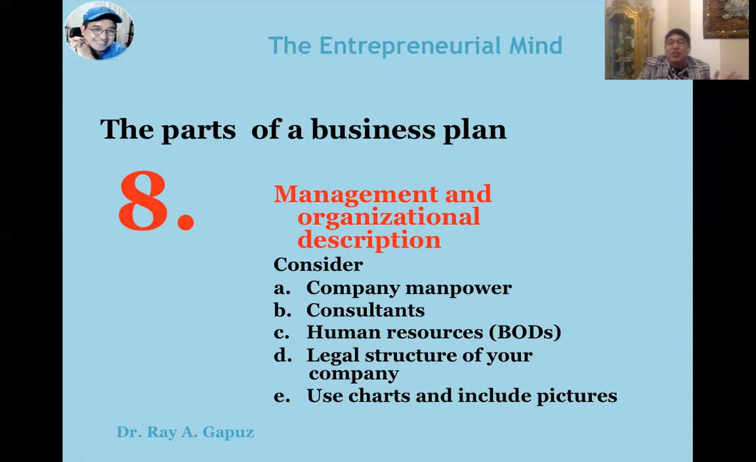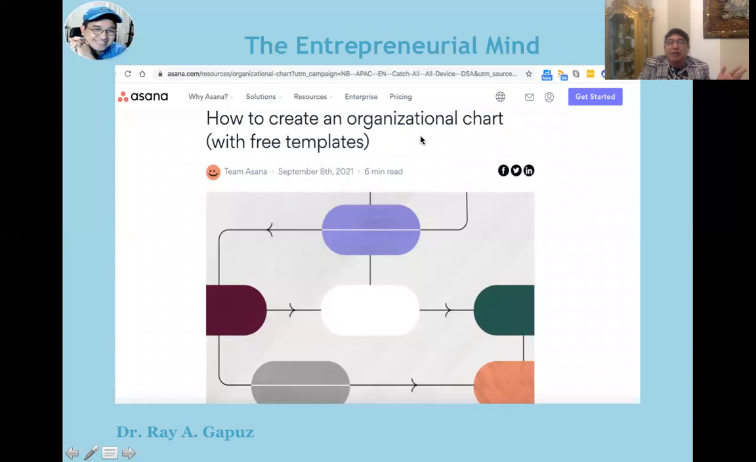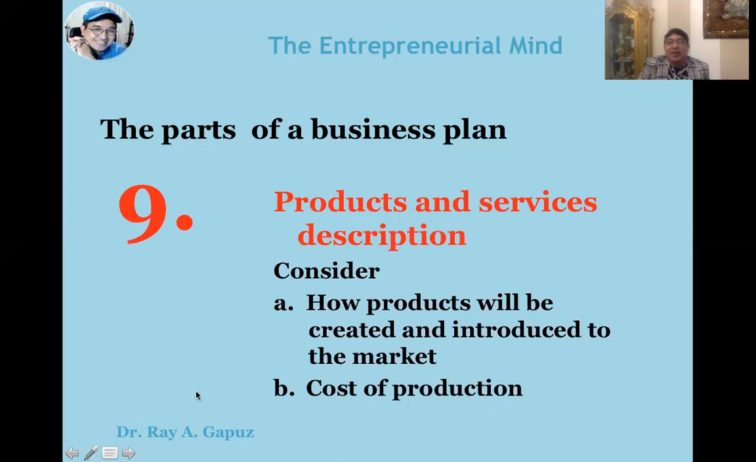Okay, next, use charts and include pictures if you want, specifically pictures of those who will be occupying your management position. Okay, so if you want to create one, check this app out. So this would help you create an organizational chart. Okay, that's by Asana. And then part 9 would be the part of a business plan that would deal with the products and services that you need to describe. So consider asking yourself this: how would the products be created and how would it be introduced to the market?